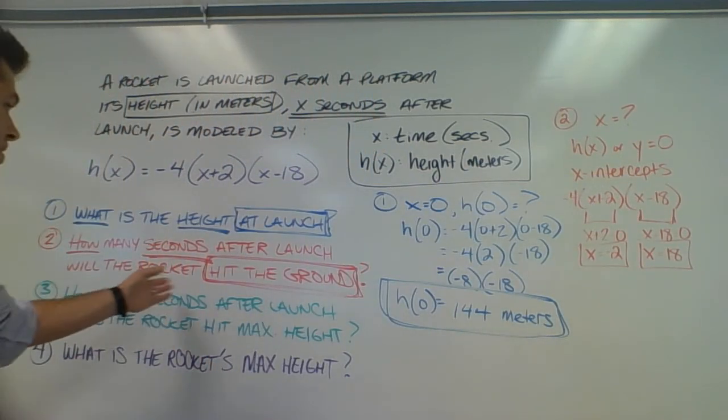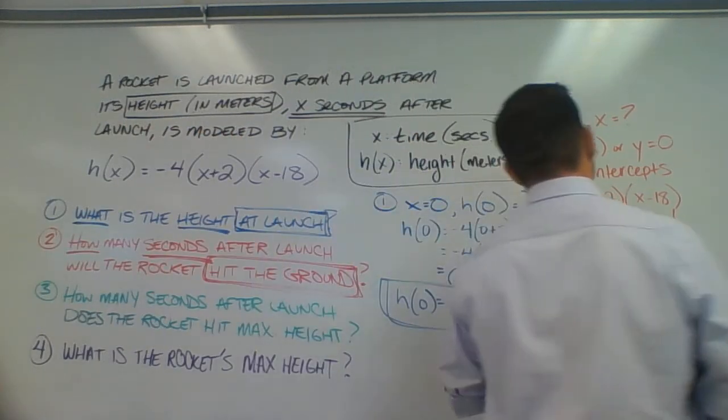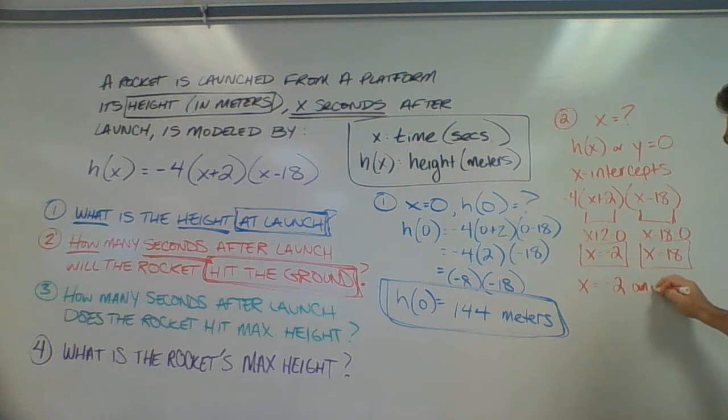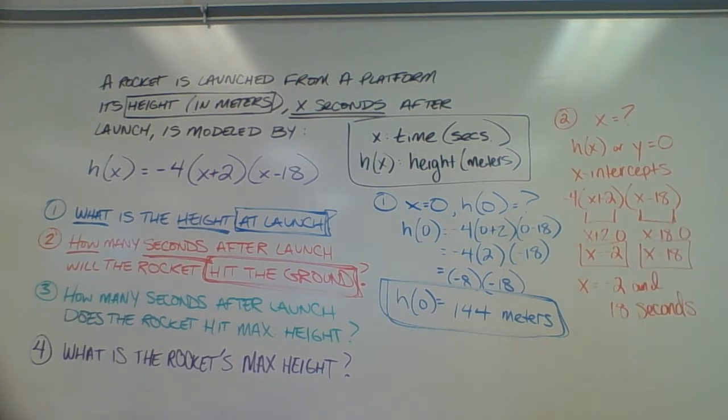The question here is asking how many seconds after launch will the rocket hit the ground. Since it's asking about an amount of seconds, our answers are negative 2 and 18 seconds. Now hopefully you're thinking, wait a minute, one of those answers doesn't make sense. There's no such thing as negative time. The last time I checked, we haven't invented time travel yet, so there's no going back in time and making a negative amount of seconds.